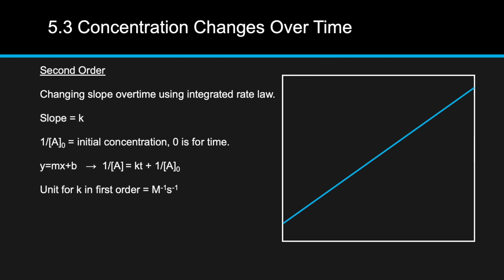All right, and then finally, second order. This one's easier to remember because it is the only one with a positive slope. So our slope for second order is going to be equal to positive k. Now for our y value, since again it is inverted, we are now going to have 1 over the concentration of A, and we're still going to have time as our x value. And then our initial concentration is going to be 1 over the concentration of A at 0 time.